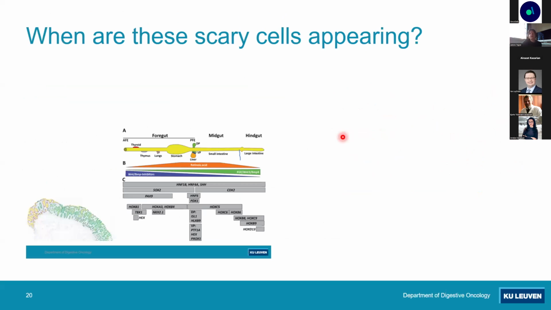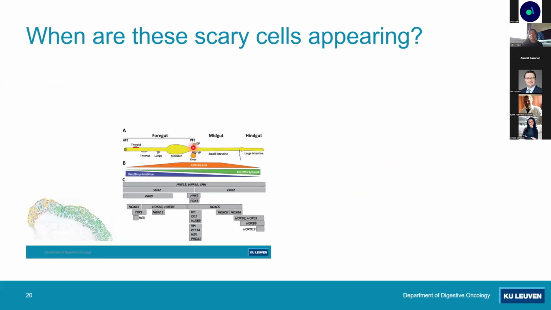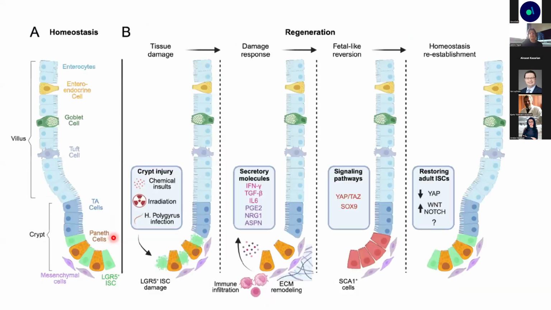So also, when are these scary cells appearing? Because they seem quite different, and how do we deal with them? Why did nature actually maybe even keep these cells? How do they pop up all of a sudden? And one of the reasons is because normal injury repair requires them.